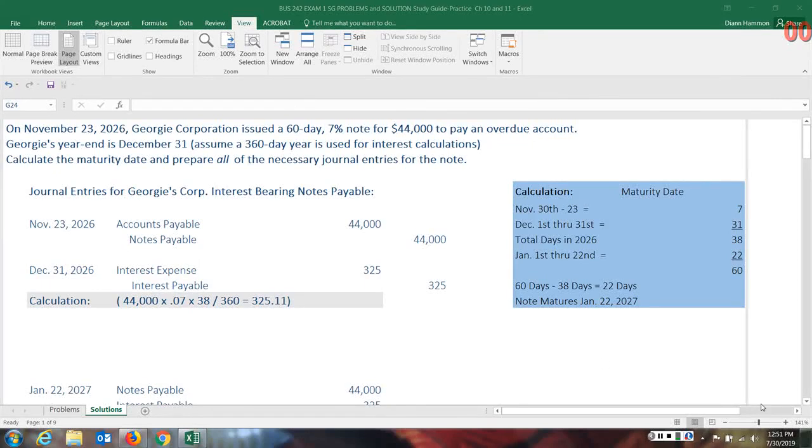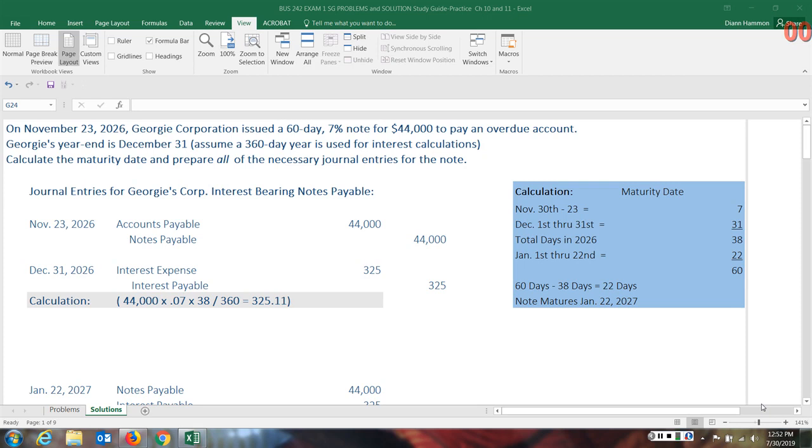This video demonstrates how to calculate interest and prepare the journal entries to recognize interest expense and then payment of a note payable. Here we have Georgie Corporation. They've issued a 60-day 7% note for $44,000 to pay an overdue account. Georgie's year end is December 31st. We are to assume a 360-day year is used for the calculations.